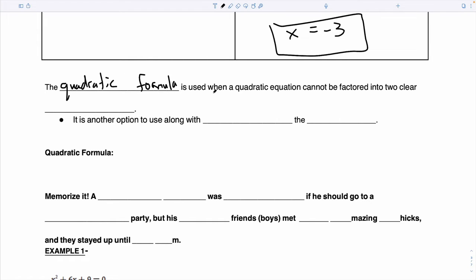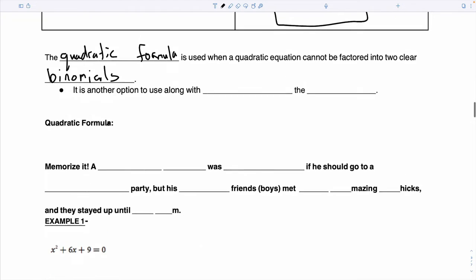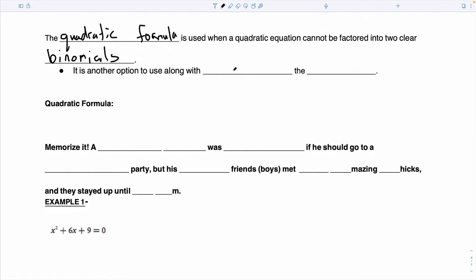Here's what it is. It's used when the quadratic equation can't be factored into two clear binomials. It will work when you can factor them into binomials, but I wouldn't use it for cases like the first two examples. It's another option to use along with completing the square or taking the square root. It is the more popular out of those four, or the bottom three methods.